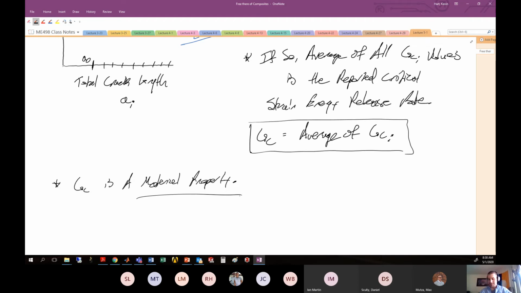Fracture really is this crazy complicated thing, and to be able to boil it down to this one value for brittle materials, I think is really quite elegant and nice and unique. All right.